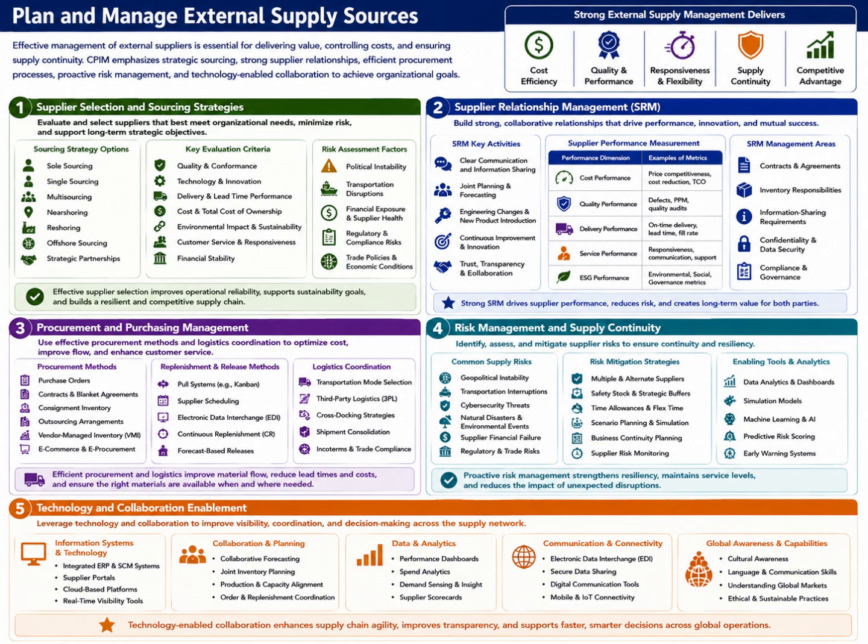The curriculum introduces supplier performance measurement tools such as balanced scorecards, cost metrics, quality metrics, delivery metrics, and environmental, social, and governance indicators. Organizations must also manage contractual obligations, inventory responsibilities, and information sharing requirements with suppliers. Effective SRM improves trust, transparency, responsiveness, and innovation while supporting long-term partnerships that contribute to operational excellence and organizational competitiveness.